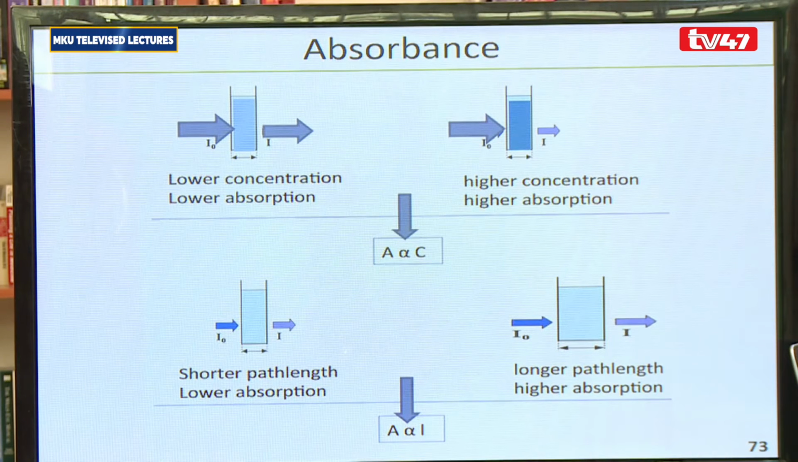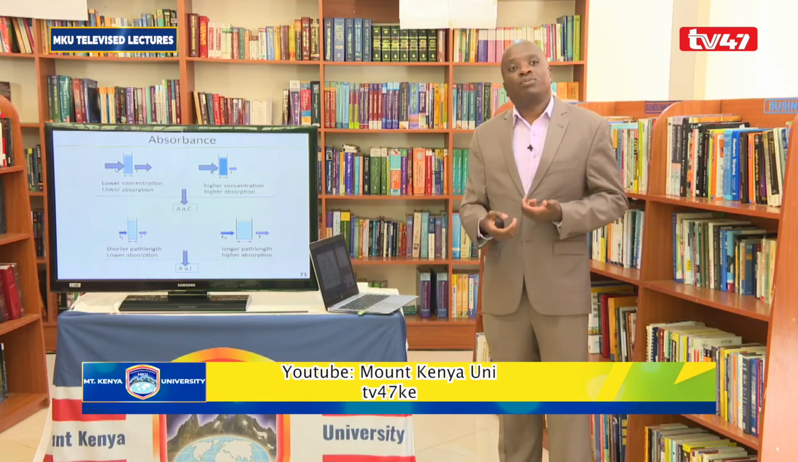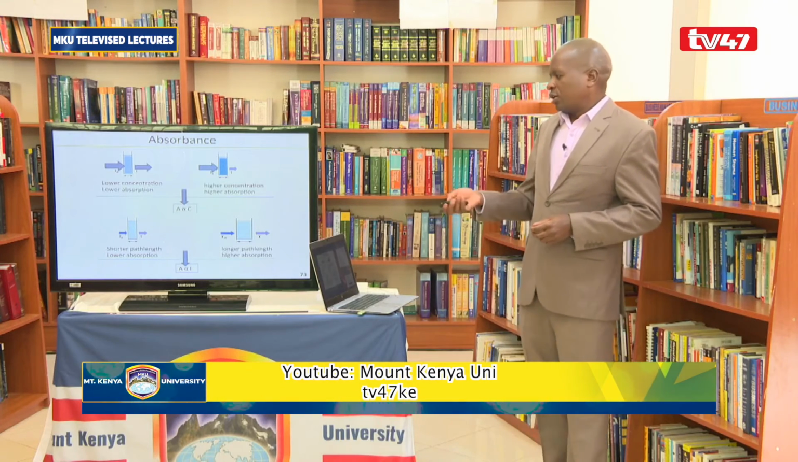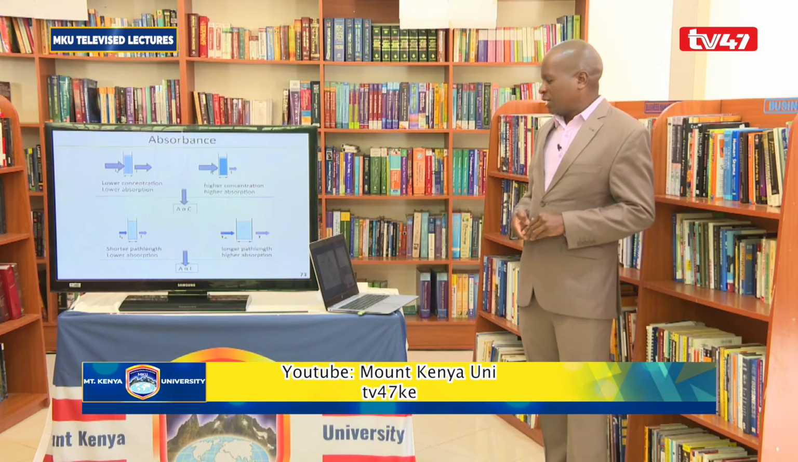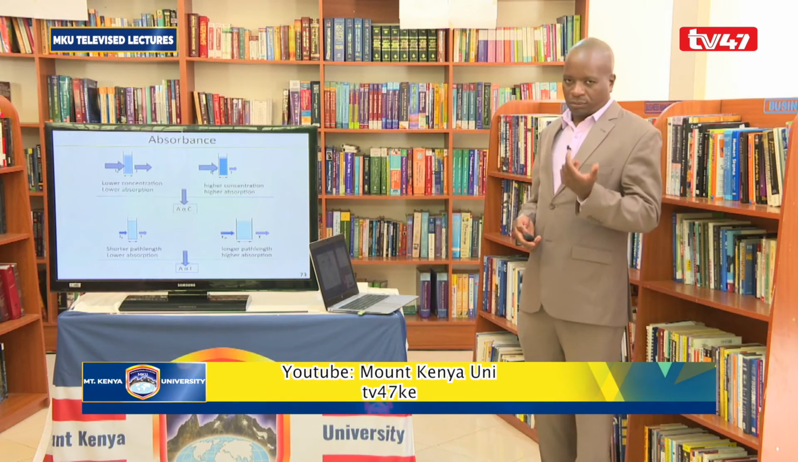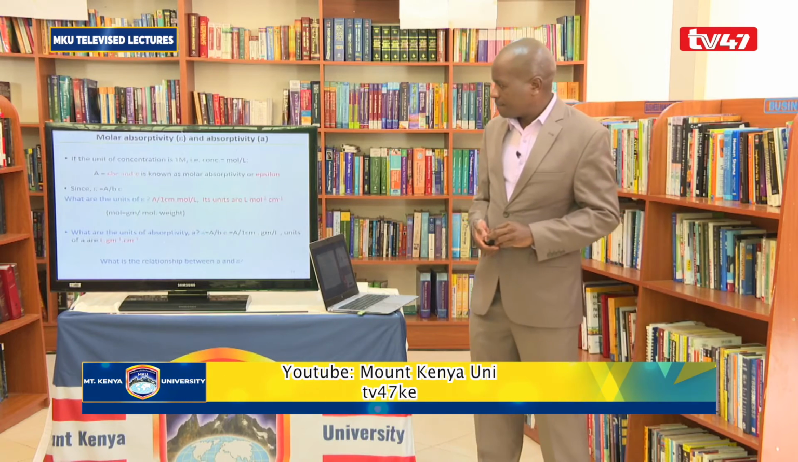Now what this means, it means if this light is coming in at this point, it is going to have a shorter distance as it traverses through the sample solution, as compared to this side, whereby as the light is coming in, it has a longer distance to traverse. So it is going to interact with the molecules more, and it is going to be absorbed more. So again, we have absorbance directly proportional to path length.